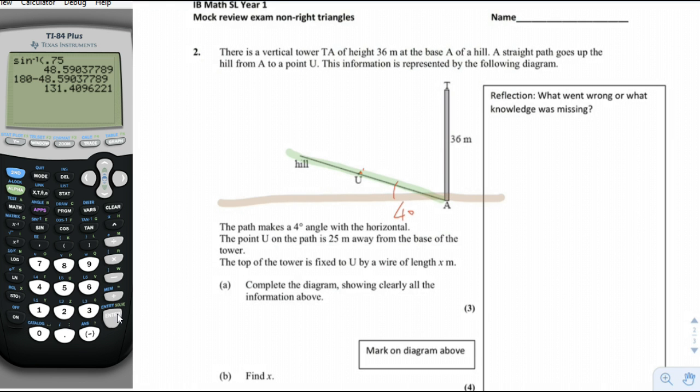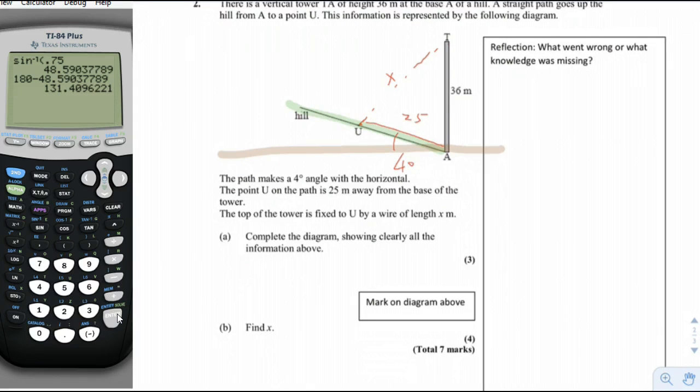The point U on the path is 25 away from the base of the tower. So this line here is 25. And then the top of the tower is fixed to U by a wire of length X. So there's a wire here going from U to T, and that is X long. We don't know how long it is. Complete the diagram showing clearly all the information above. That's it. Okay. Then it says to find X.